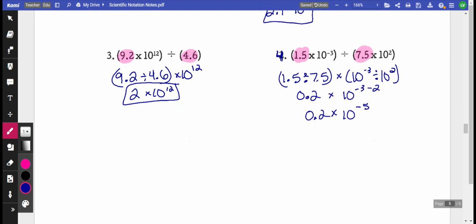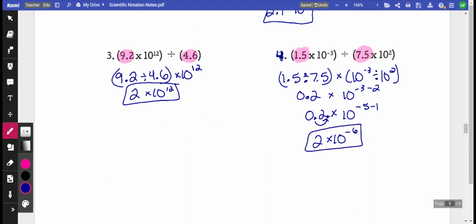Now that's not completed because my factor is not between 1 and 10. I have to move my decimal to the right one, which gives me 2. Because I moved it to the right one and made it bigger, I have to make my exponent smaller by subtracting 1. 2 times 10 to the negative 6th.